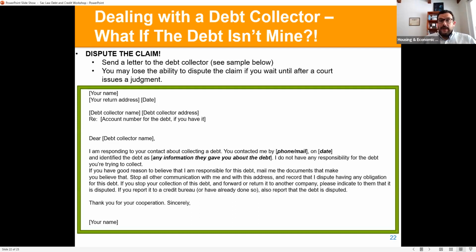So if you want to dispute the claim, this is a form available. And I assume that the Sacramento Law Library will have this available as well if you need to come in and have assistance in writing this kind of letter. But basically, when you want to dispute a claim, you want to send them a letter in writing and ask them to send you proof, documentation of the reason why they believe you owe them the debt. And then you can ask them to stop reporting it to the credit bureaus and stop collecting until they've provided you with that, and you can dispute it.